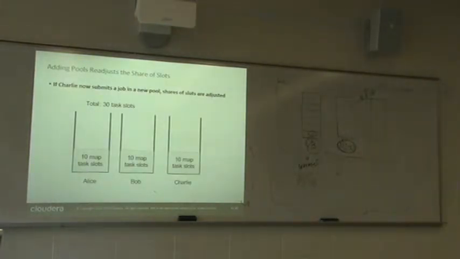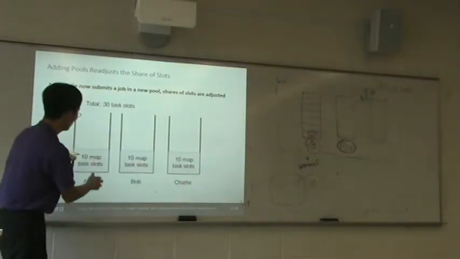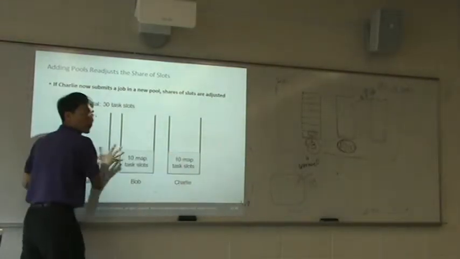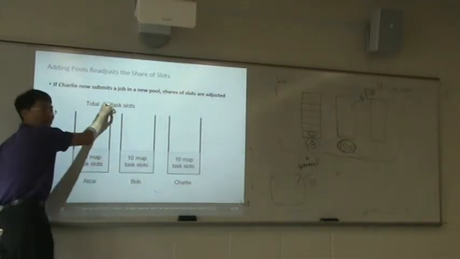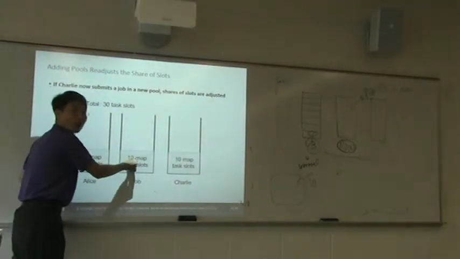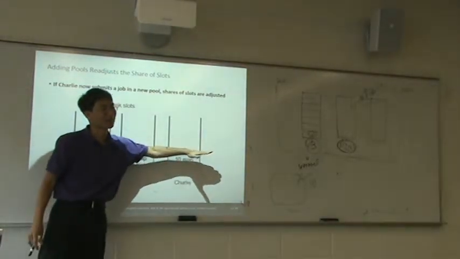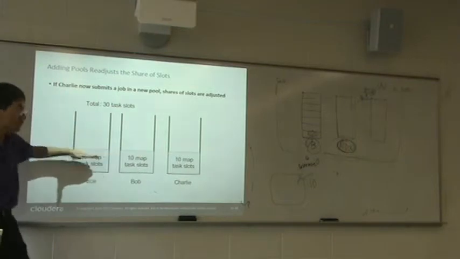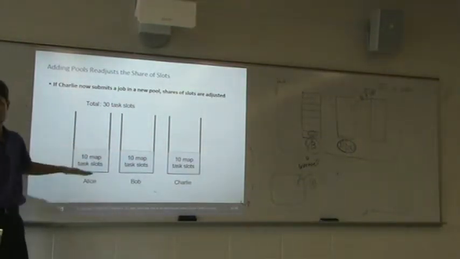So what if there's another user, another job? Then it will be divided equally. Think about this as a glass and this is the water, so the water level should be the same. So this is the fair scheduler, dynamically changing.